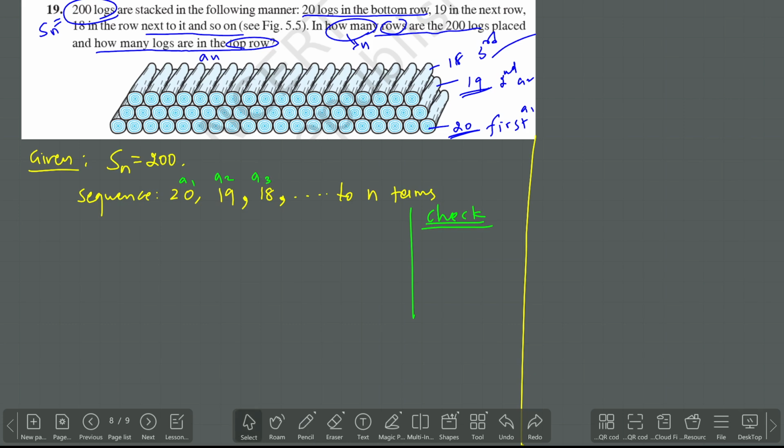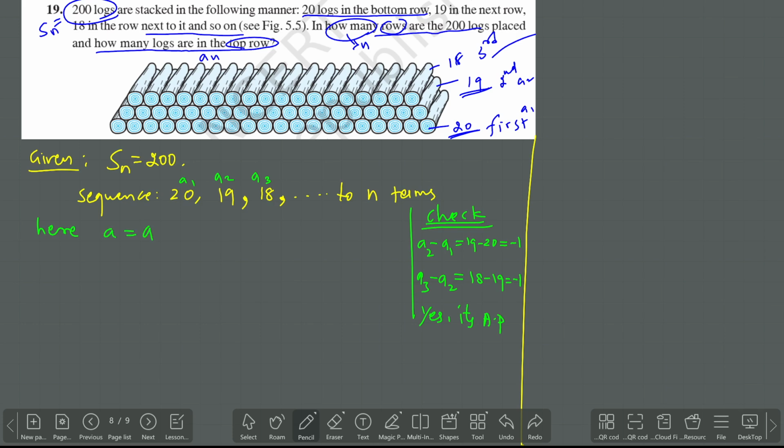A3. Okay. Now we are going A2 minus A1. What does it mean? 19 minus 20 equals minus 1. A3 minus A2 equals 18 minus 19 equals minus 1. Both are the same. Then yes, it's an AP. Then here we can go to the answer.